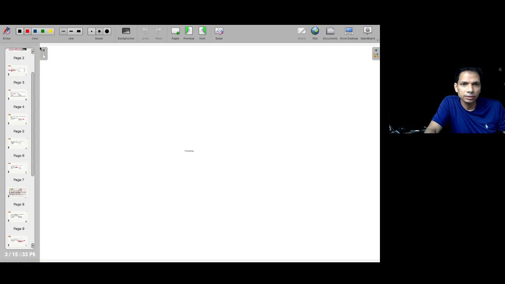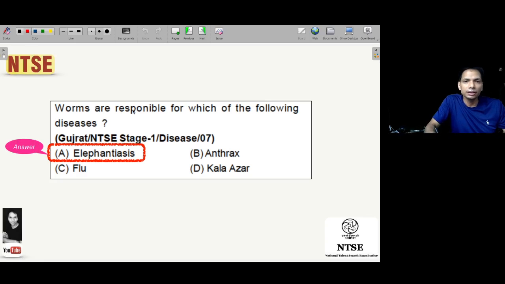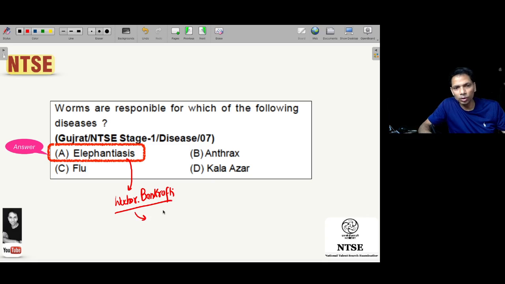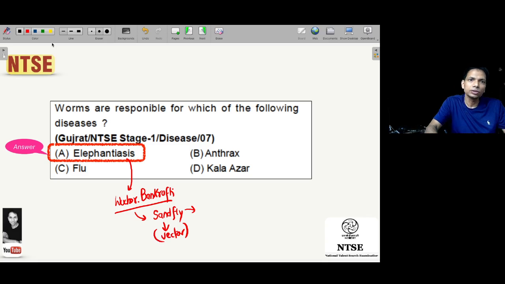So the answer is elephantiasis. Now, why elephantiasis? Because elephantiasis is caused by a worm called Wuchereria bancrofti. So this worm causes elephantiasis. It actually enters through the bite of a sandfly. Sandfly here is the vector. So once it enters the body, it goes and attacks the macrophages.